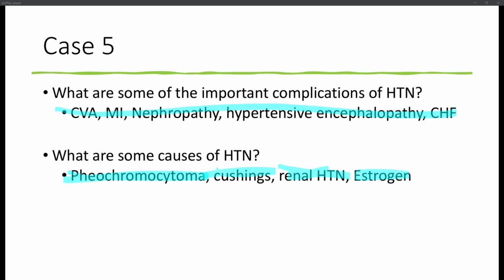And the last one is estrogen. Remember, this is that pill hypertension, okay? On birth control or hormone replacement therapy, too much estrogen causes a rise in cortisol, which will cause your blood pressure to go up. And that's where this whole estrogen comes in with blood pressure.